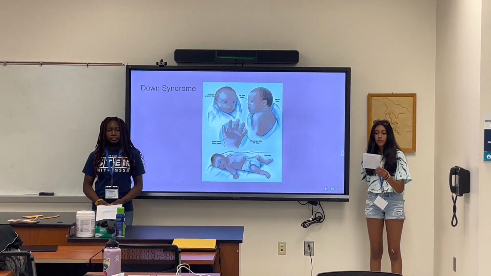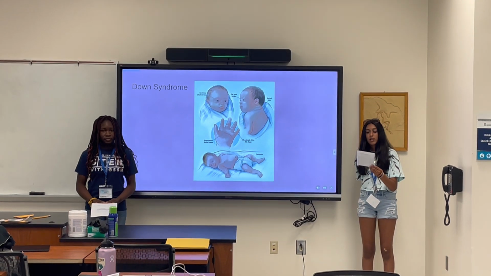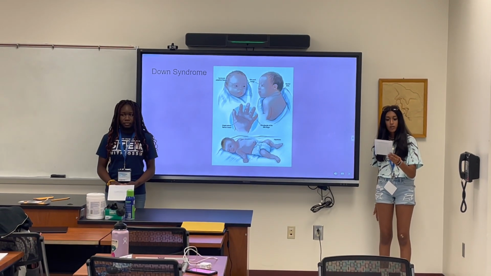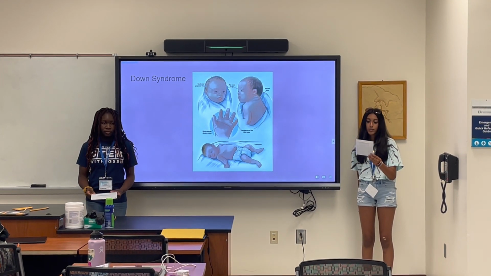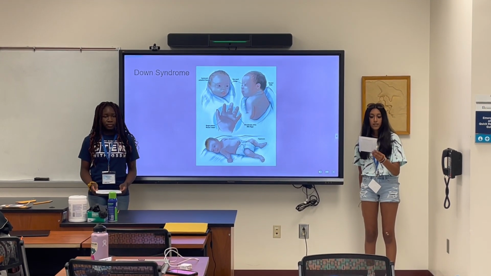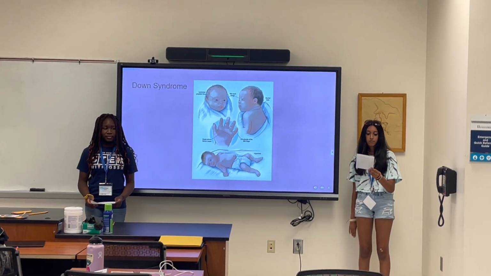There are 3 types of Down syndrome: trisomy 21, translocation, and mosaic, though like she said, trisomy 21 is the most common. 1 in 700 babies have Down syndrome, and there are over 400,000 people with Down syndrome in the U.S. The life expectancy for Down syndrome has increased by 50 years since the 1960s.